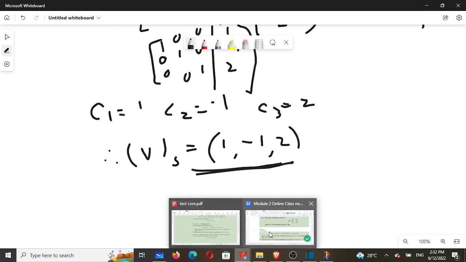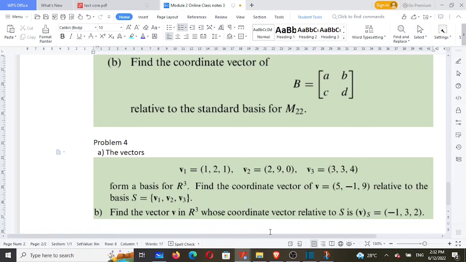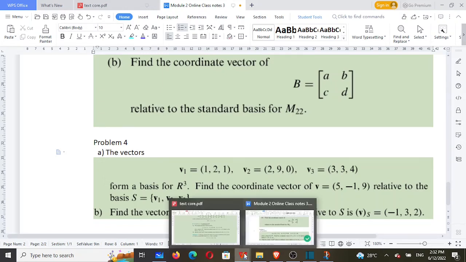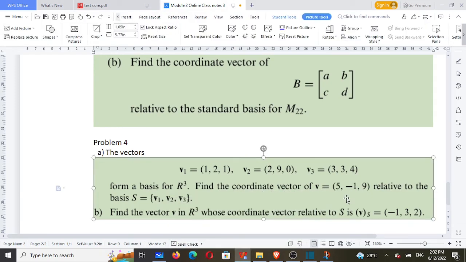Now the next problem is to find the vector V in R cube whose coordinate vector relative to S is Vs equal to (-1, 3, 2). So we have to find the vector. In the first problem we had to find the coordinate vector, and for that we had to find the coefficients C1, C2, C3, where C1 V1 plus C2 V2 plus C3 V3 equal to V. Now we know the values of C1, C2, C3, and we have to find the V. Here C1 is equal to minus 1, C2 is equal to 3, C3 equal to 2 in the second problem.